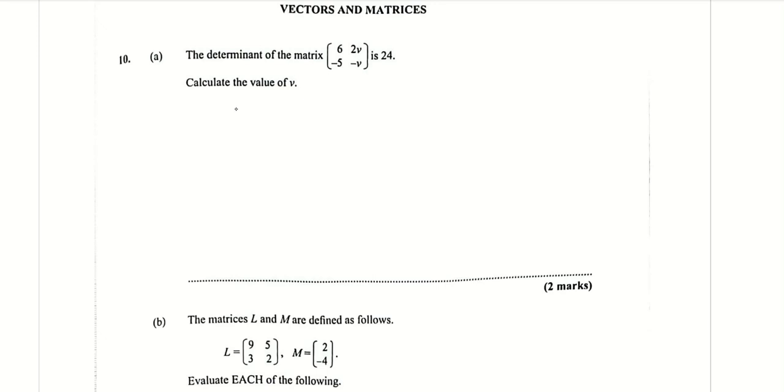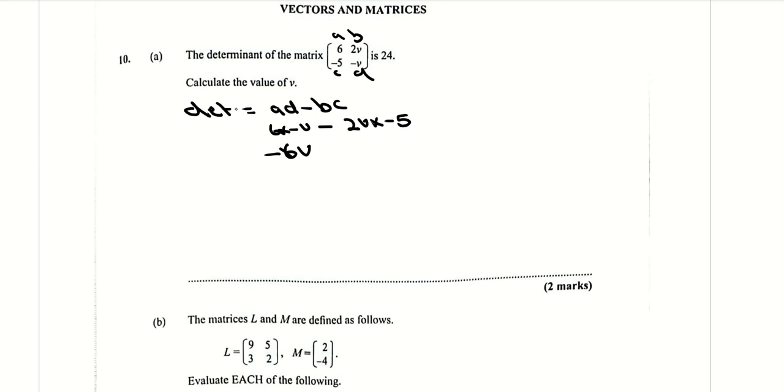So first off, we know that your determinant is equal to AD minus BC. This is A, this is B, this is C, this is D. So AD is 6 times minus V minus, what is BC? 2V times minus 5. 6 times V minus V is minus 6V, right? A minus is a plus. Plus 10V is equal to 24, right?